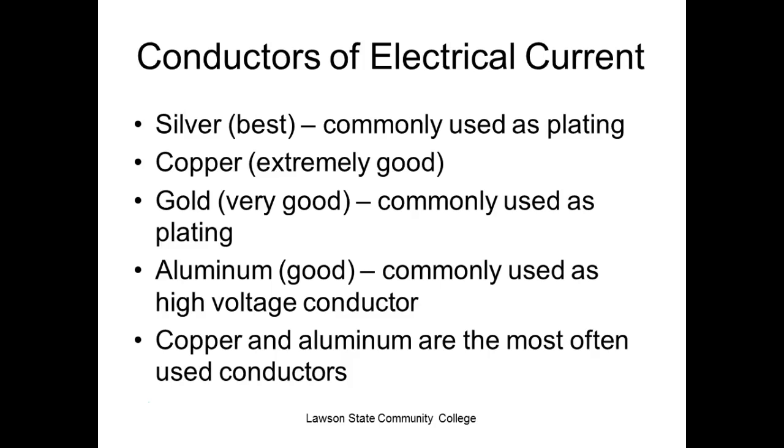Aluminum, commonly used for high voltage conductors. Copper and aluminum are the most often used conductors. So normally we use copper for electronics and something that's going to be real close. Then we use aluminum for high voltage. So just about all your power transmission is done with aluminum.